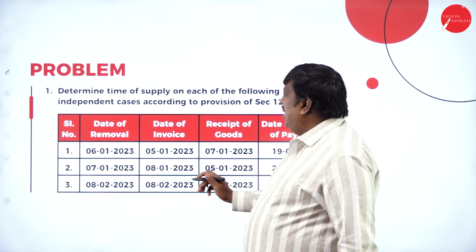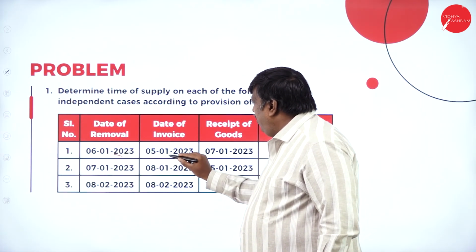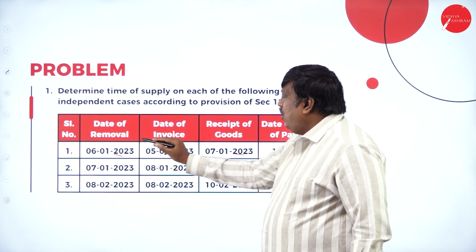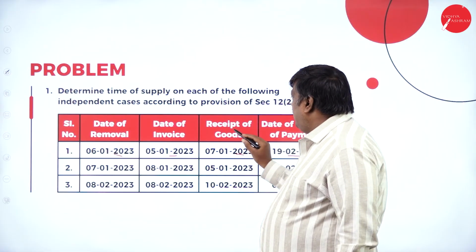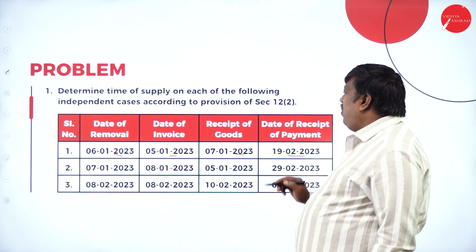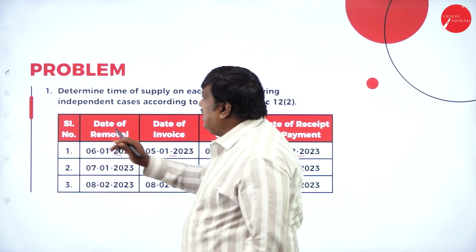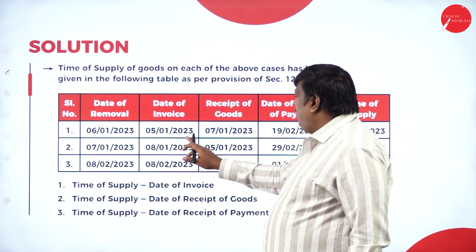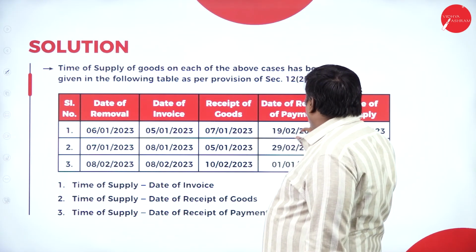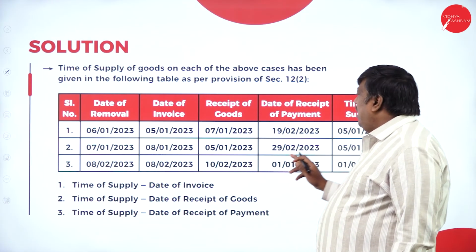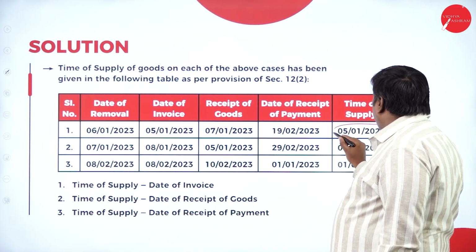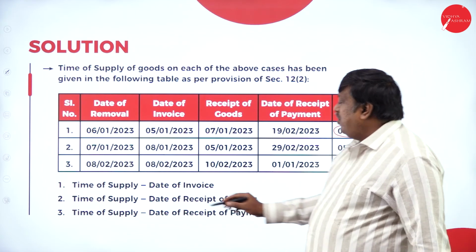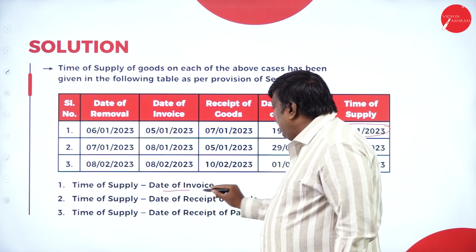In the first case, 6th January, 5th January, 7th January and 19th February. Date of removal, date of invoice, receipt of goods, date of receipt of payment. So in this first case, we have to consider 6th January, 5th January, 7th January, 19th February. We are considering the date of invoice as the time of supply, whichever is earlier. The time of supply in the first case will be the date of invoice.